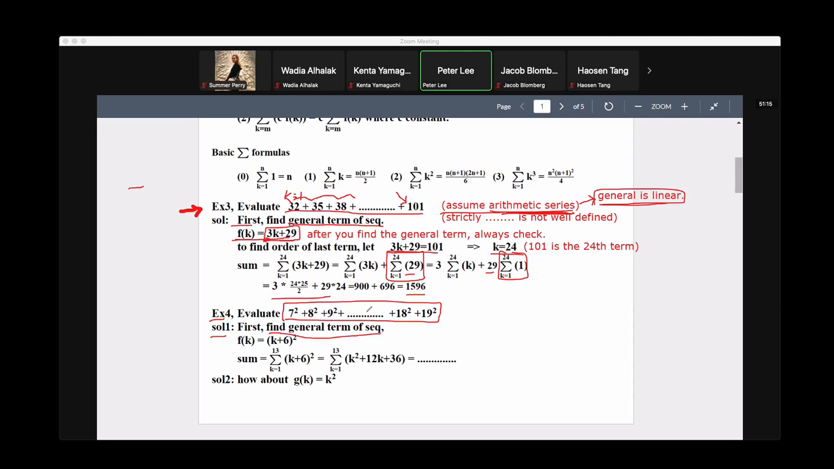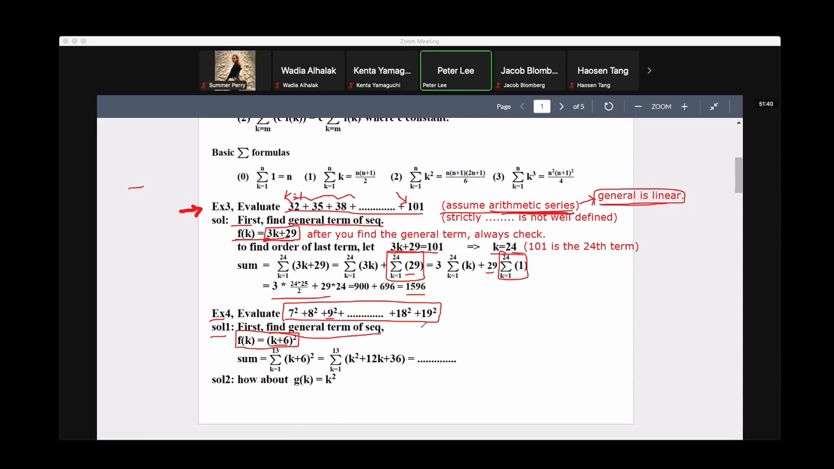Looks like that's an arithmetic sequence, where the increment is 1. So note that this guy is k plus 6 under the square. So f of k is equal to k plus 6 squared. Now check. When k equals 1, you get 7 squared. There you go. When k is equal to 2, we get 8 squared right there. K equals 3, we get 9 squared right there.